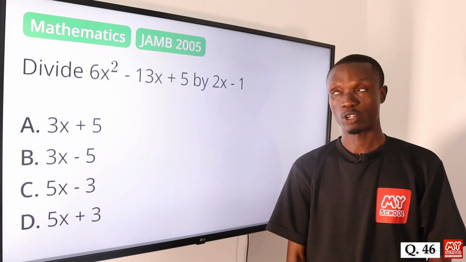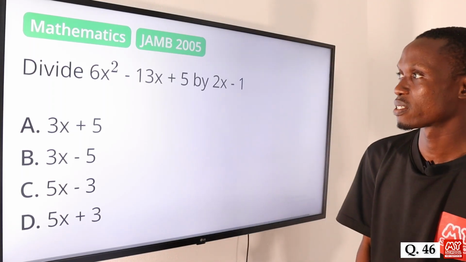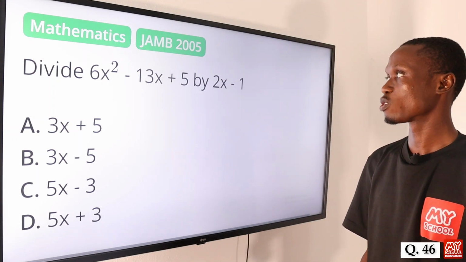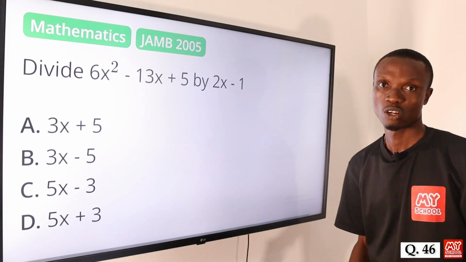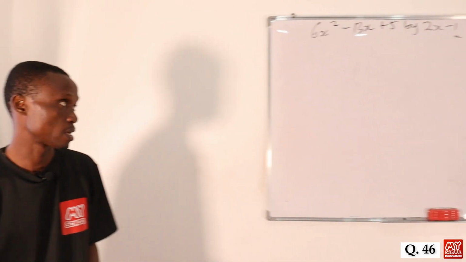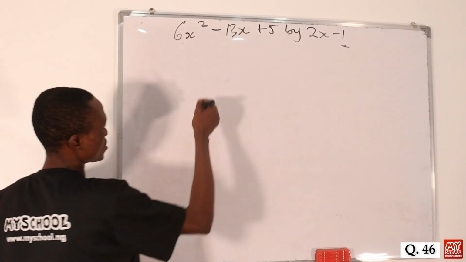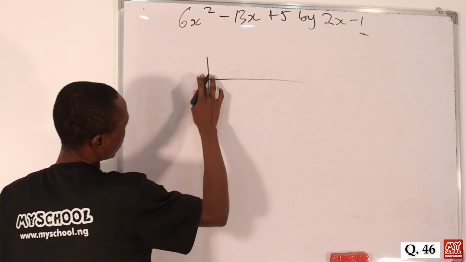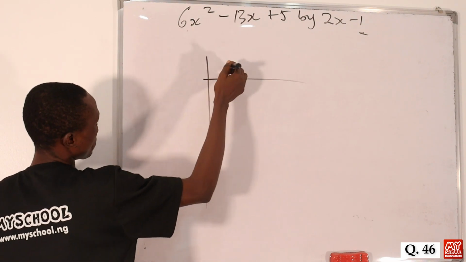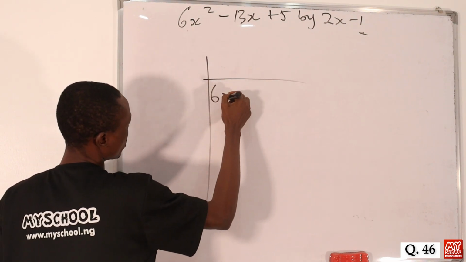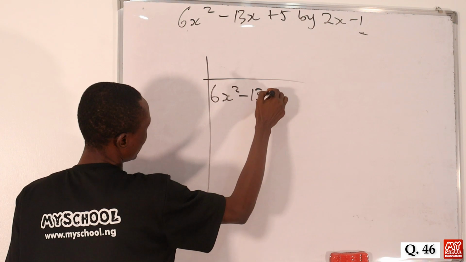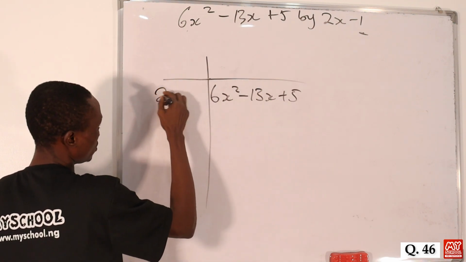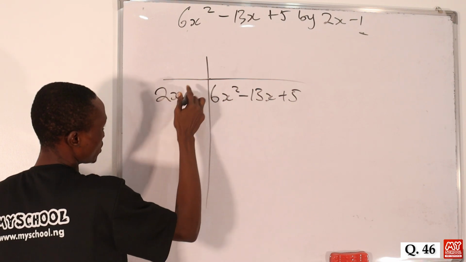Question 46. Divide 6x squared minus 13x plus 5 by 2x minus 1. So let's move over to the board to provide the answer to this. This is a simple division of polynomials. Here we have our 6x squared minus 13x plus 5, and on this side, which is the divisor, we'll have 2x minus 1.